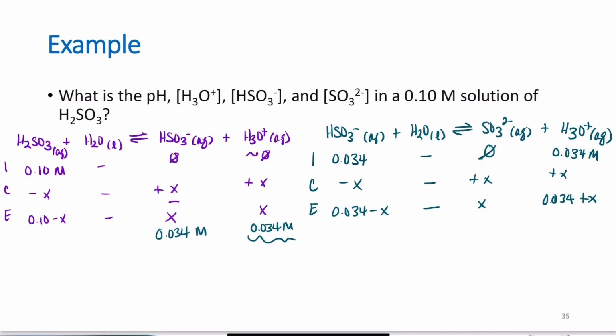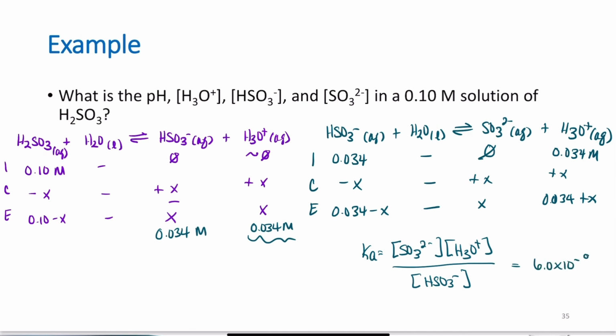Set up my Ka expression: SO3 2 minus times H3O plus divided by HSO3 minus. Remember, this is a really small number. You can get it from the previous slide, 6.0 times 10 to the minus 8th. Now, the 5% rule can probably work. Ka is really small. The x value is most likely going to be very small compared to 0.034. Let's go ahead and try the approximation.